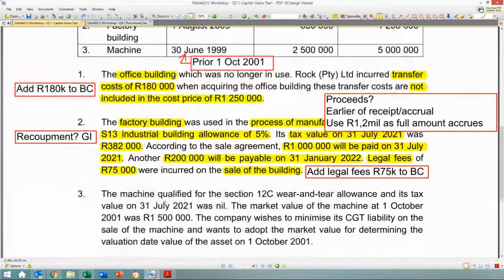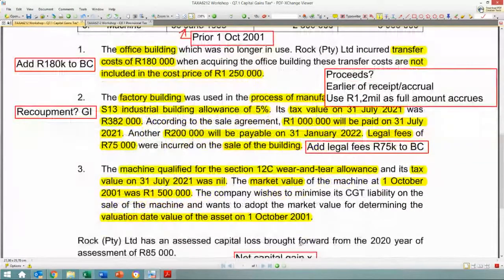Then the next thing we have is the machine that qualifies for Section 12 wear and tear allowance. Okay, and the tax value is nil. So that means we've used it in full. And the market value, here they tell you the market value of the machine on 1 October 2001 was 1,500, and the company wishes to minimize its capital gains liability on the sale of the machine and wants to adopt the market value as the valuation date value at that date.